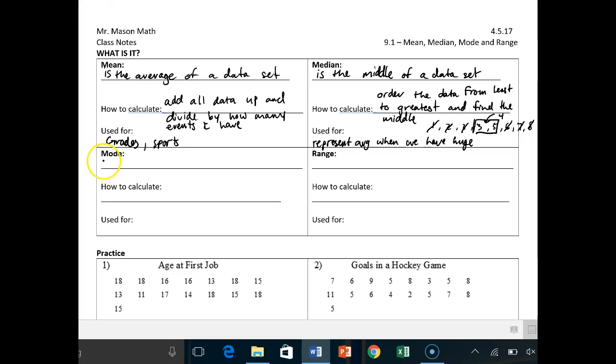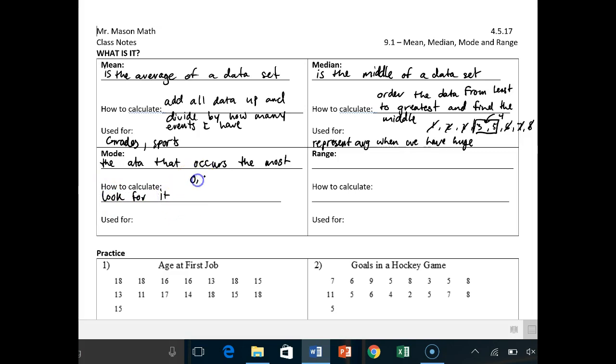The mode is the data that occurs the most. Mode, most, right? And you just look for it. It's the one that pops up the most. Yes, you can have multiple modes.